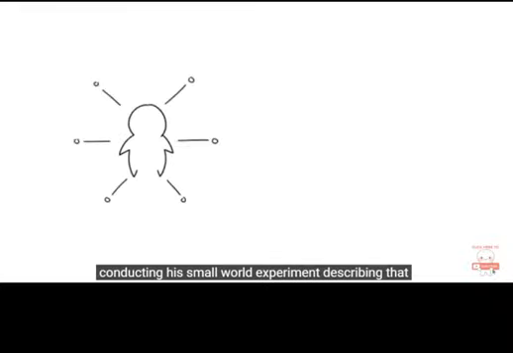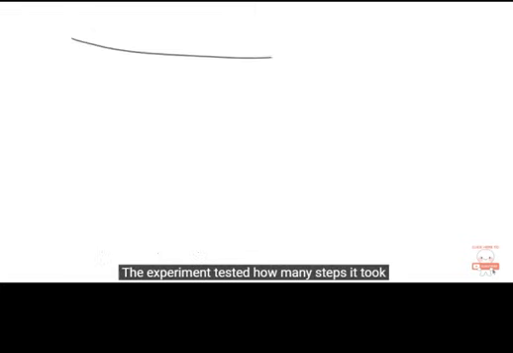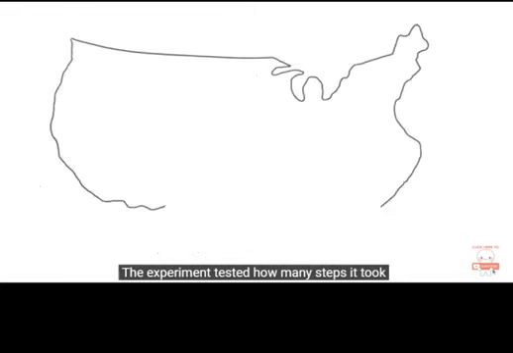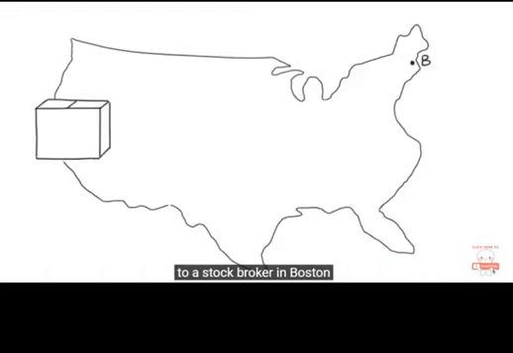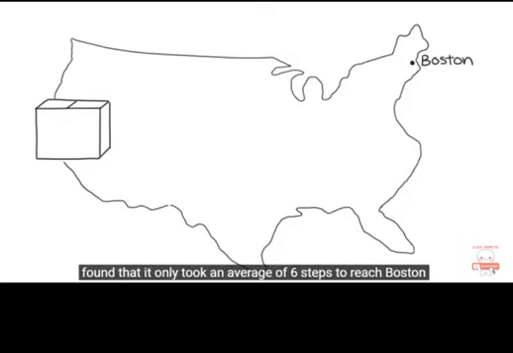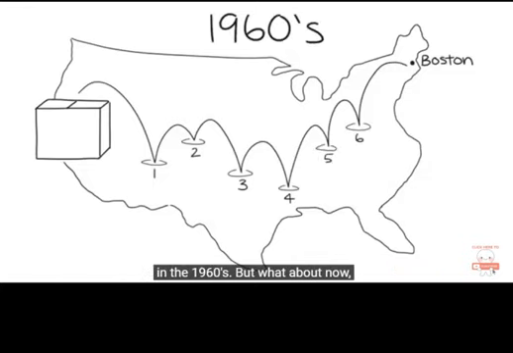In 1967, Milgram coined the phrase 6 degrees of separation after conducting his small world experiment, describing that growing social networks had a world-shrinking effect. The experiment tested how many steps it took for a package to be delivered from the West Coast in the US to a stockbroker in Boston by having one acquaintance mail it to another. He found that it only took an average of 6 steps to reach Boston in the 1960s.